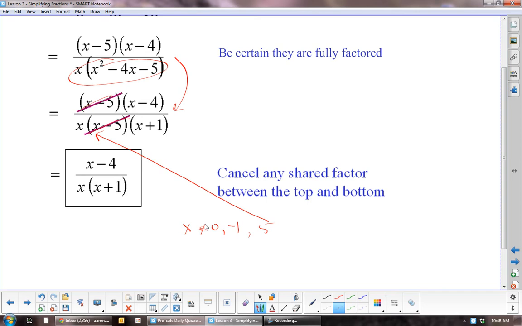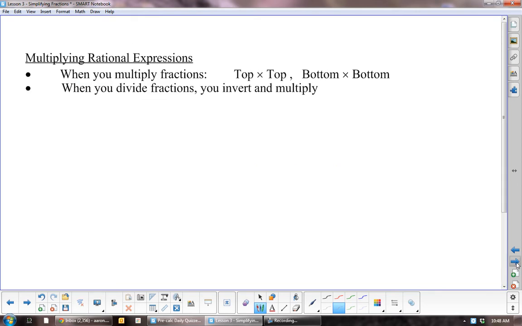When we're multiplying rational expressions, it's top times top, bottom times bottom. They're really nice. When you divide fractions, make sure you multiply by the reciprocal. So, 1/2 divided by 2/3, we want to go 1/2 times 3/2. So you want to multiply by the reciprocal, and it gives you the correct answer.